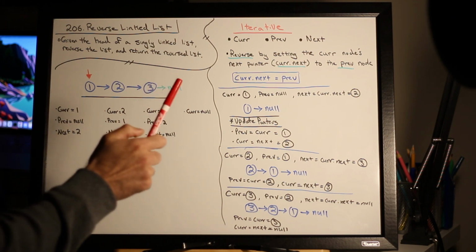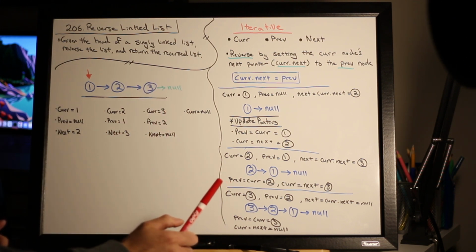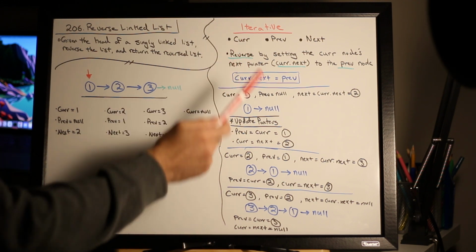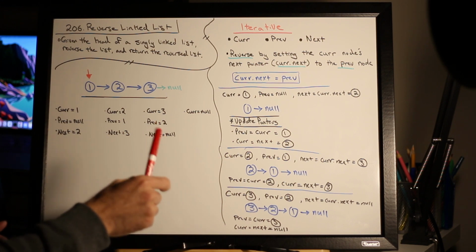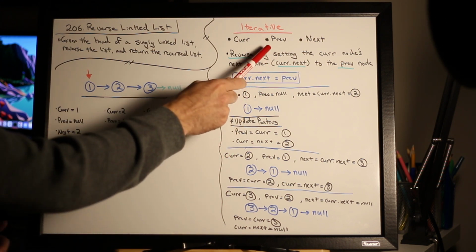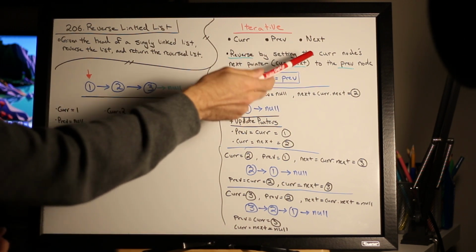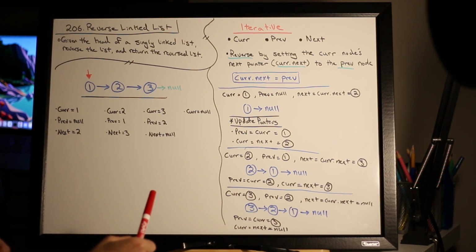In our iterative approach, we're going to be solving it by keeping track of 3 pointers. The current pointer is going to represent the current node, so the current node we're exploring. The previous pointer is going to be keeping track of the previous node. And as you guessed it, the next pointer is going to be keeping track of the next node.